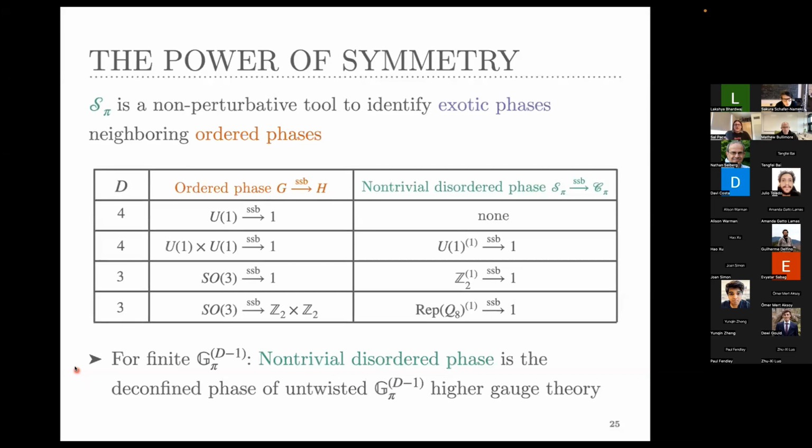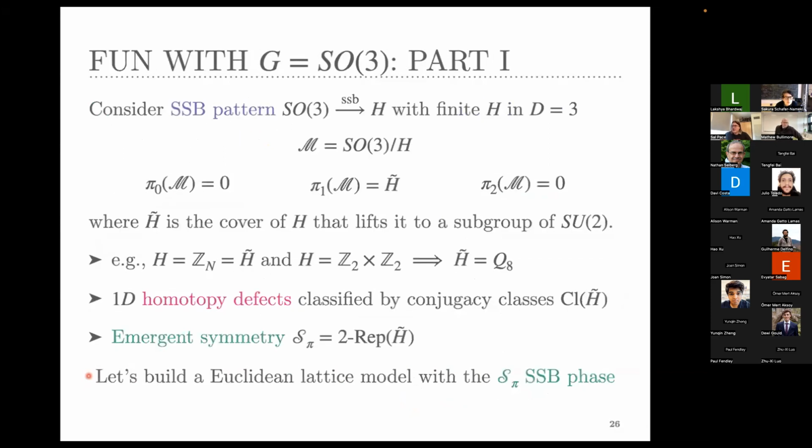To connect this to the general results from the last slide, anytime you have the D-1 group be finite, which is to say there's a finite number of homotopy defects, there's always one of these non-trivial disordered phases. And it'll always be described by the deconfined phase of the untwisted D-1 higher gauge theory. Okay. So for the rest of the talk, I just have two examples I want to give that I think summarize everything we talk about. We'll talk about the emergent symmetries. We'll talk about their spontaneous breaking patterns.